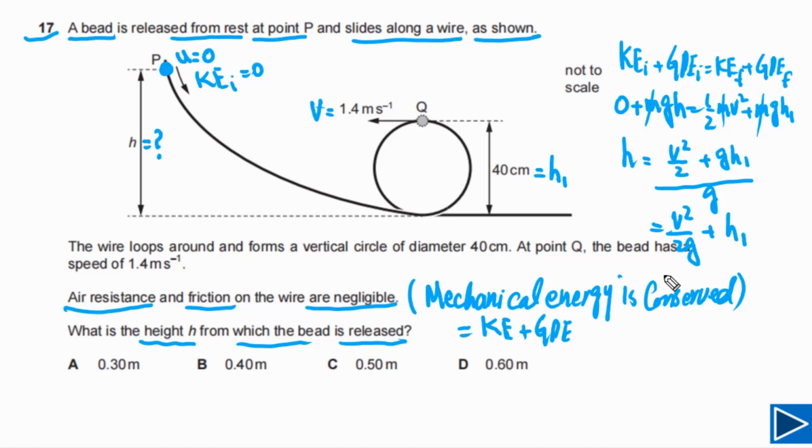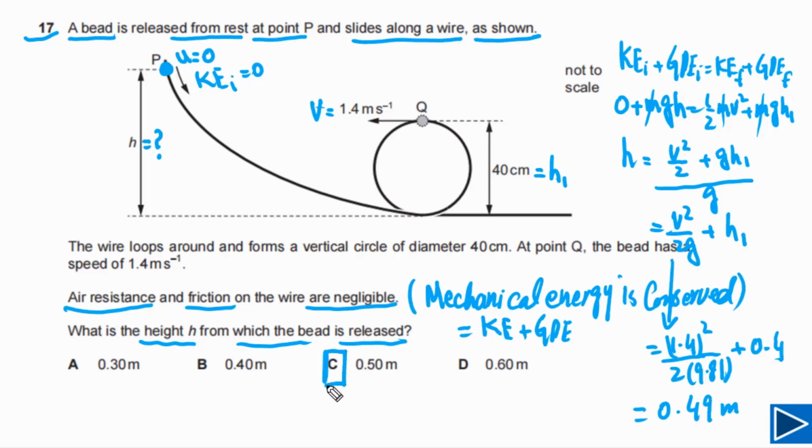Now we need to plug in values. V squared means the speed at this point, which is 1.4, so this is 1.4 squared divided by 2g, where you have to use 9.81 at AS level, plus h1, which is 40 centimeters, so this is 0.4 meters. If we solve this one, our final answer will be 0.49 meters. So C is the best possible answer.